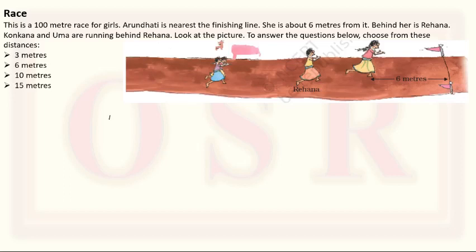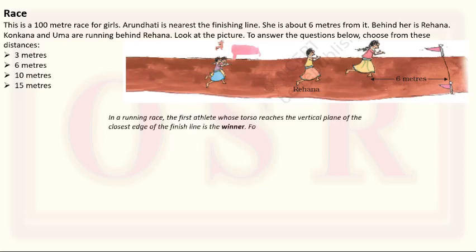Now in a running race, the first athlete whose torso reaches the vertical plane of the closest edge of finish line is the winner. For simplicity, in this example, distance is measured from front tip of the foot.